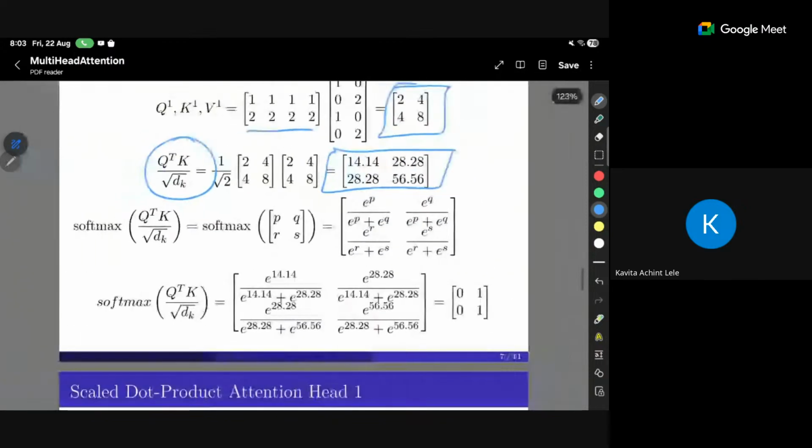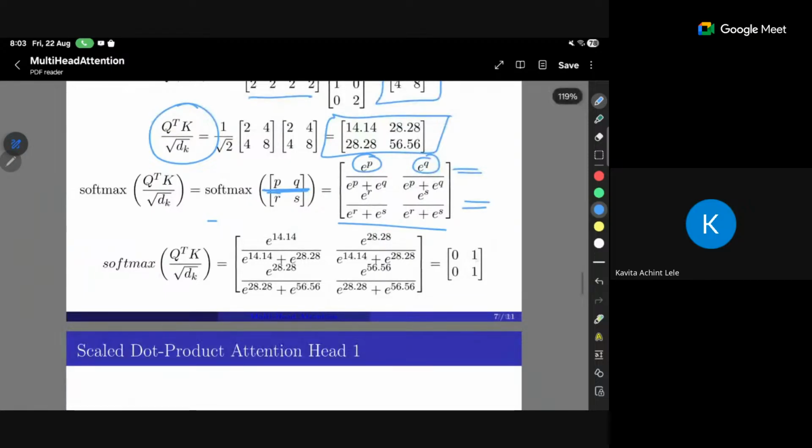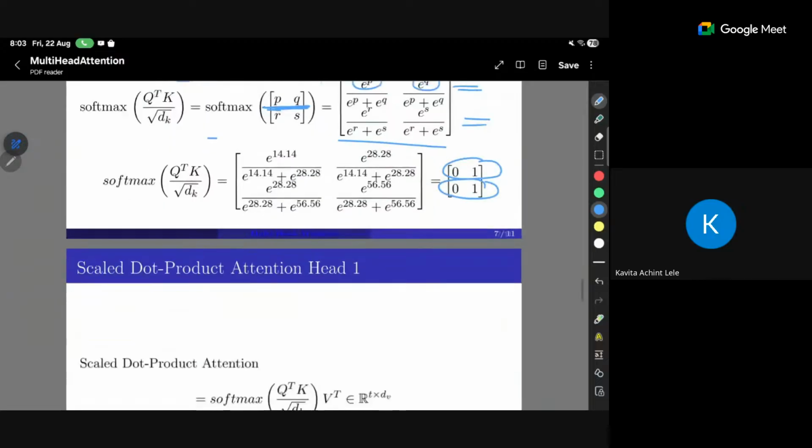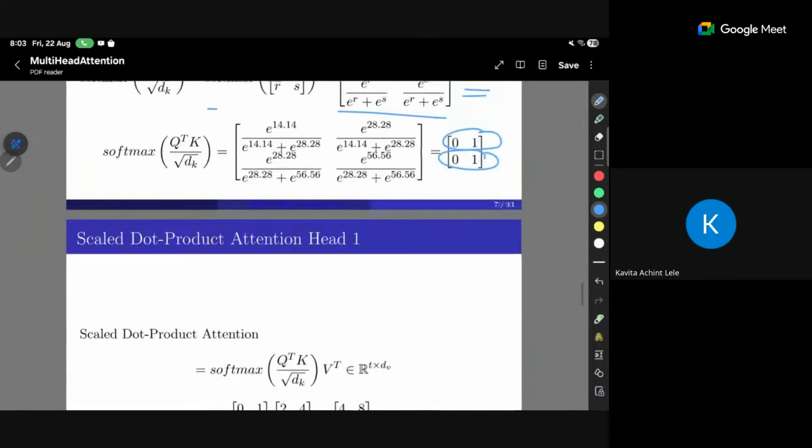Then you have to apply softmax over it, right? So softmax, I'm using the row wise softmax. So P, Q are there. For that, I'm taking softmax, and then R, S are there, and for that also I'm taking softmax. Okay. Which will give you something like this value, 0101. That is attention weights. So as of now, we have computed weights only.